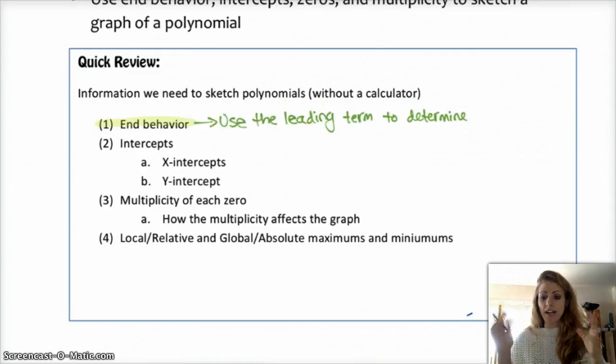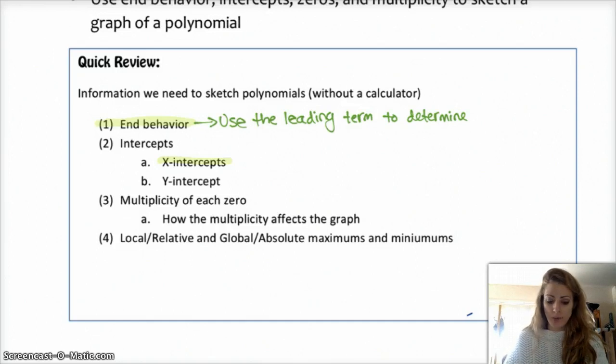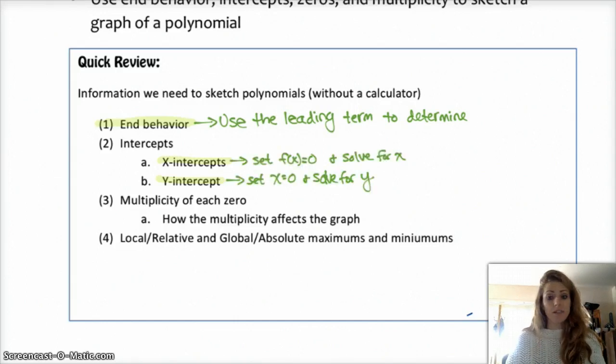Next, intercepts. Your x-intercepts are your real zeros, so you set f of x equal to 0 and solve for x. For your y-intercept, you set x equal to 0 and solve for y. You do need to know what multiplicity is because the multiplicity affects what the graph looks like. Remember, it is the number of times a factor can be divided out of the polynomial.